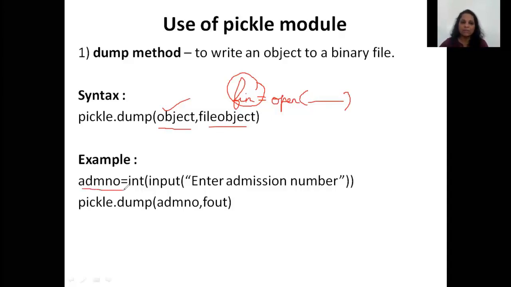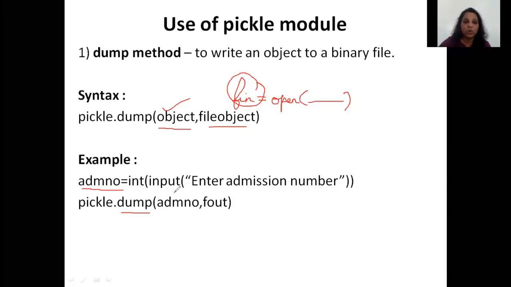I have read an admission number into a variable called ADMNO. So I've asked the user to give me an admission number and he's entered it into a variable called ADMNO. Now what do I want to do? I want to transfer whatever is in ADMNO into a particular file, whichever file I have opened. How do I write something to a file? By making use of the dump function. If I compare it to text files, in text files you made use of the write and writelines functions to transfer text to a text file. Whereas here we'll be making use of a function named dump.